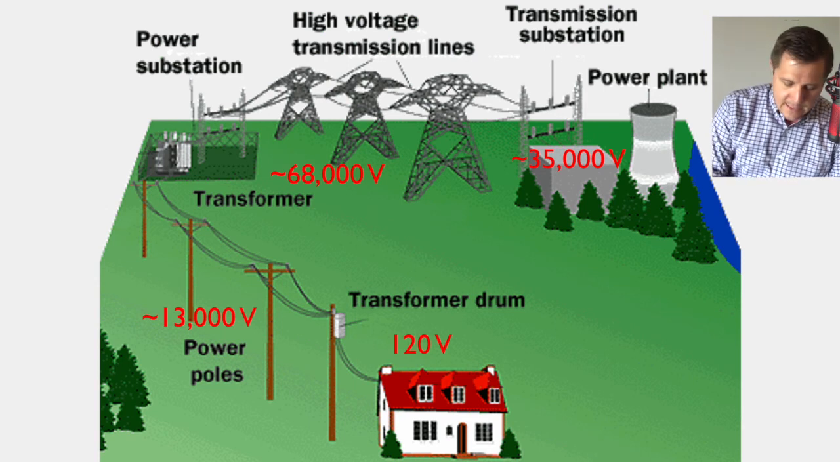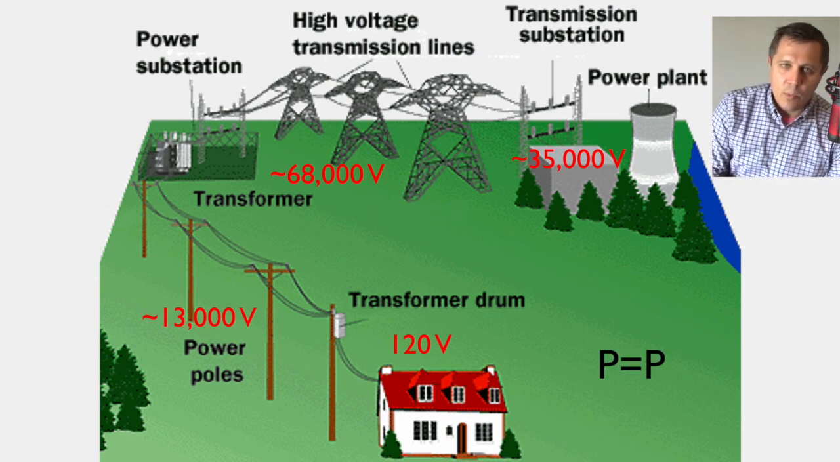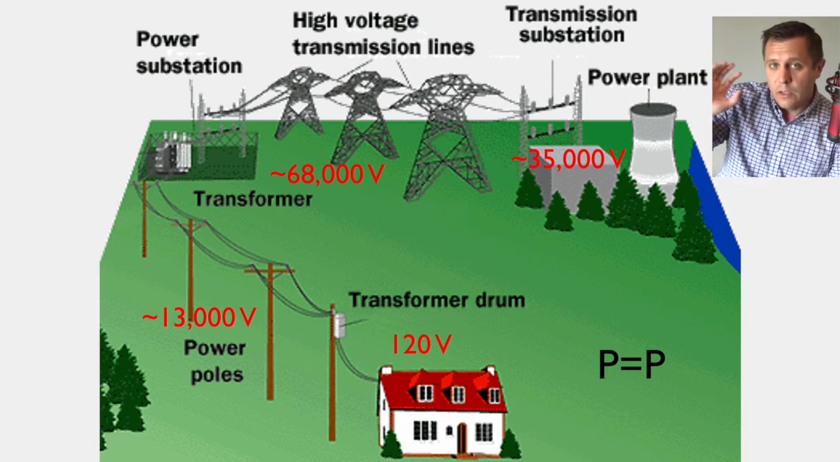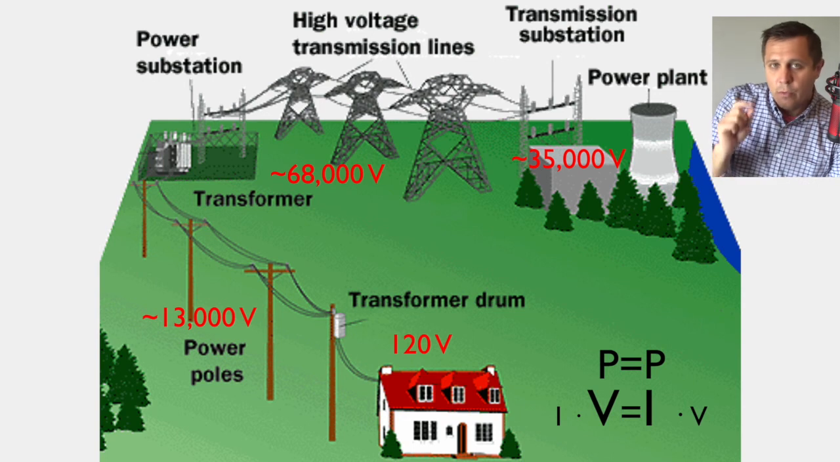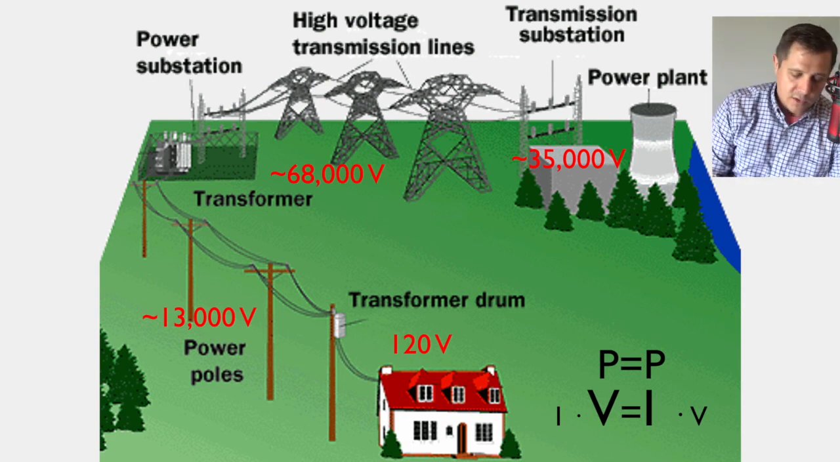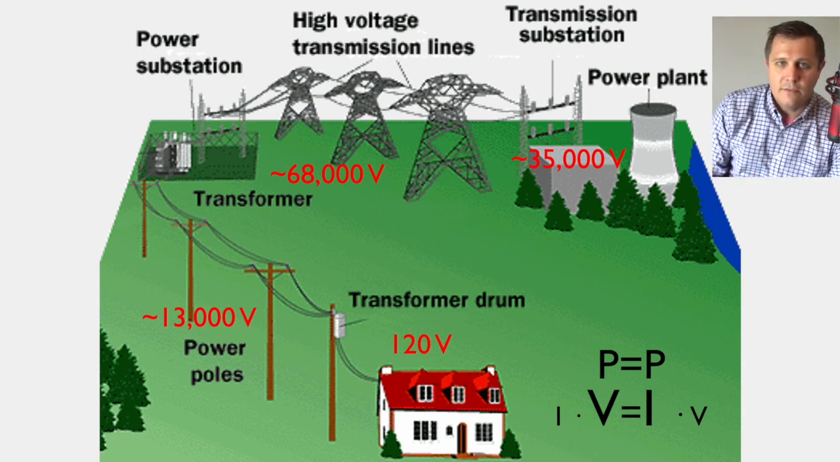So the idea is this, though. The power is always the same. We don't create or destroy energy with transformers. But when we have to send voltage or current a really far distance, we want to have a really small amount of current. So we need to have a really high amount of voltage, which is why those power lines are at 68,000 volts.